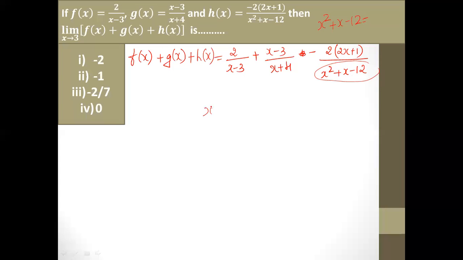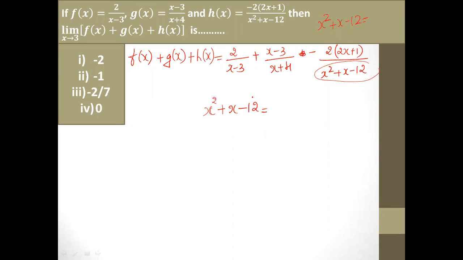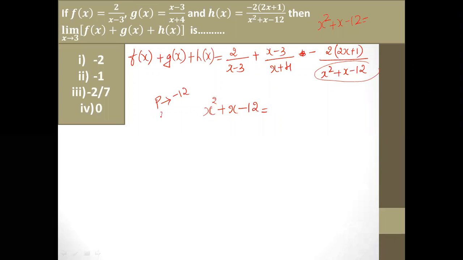We can go for two methods, either formula method or factorization method. Anything is fine. I'll go for the factorization method. So here, 12 indicates the product. Product should be minus 12, and along with x, what is the coefficient of x over here? What is the coefficient of x? It is 1. Good. So sum should be 1.